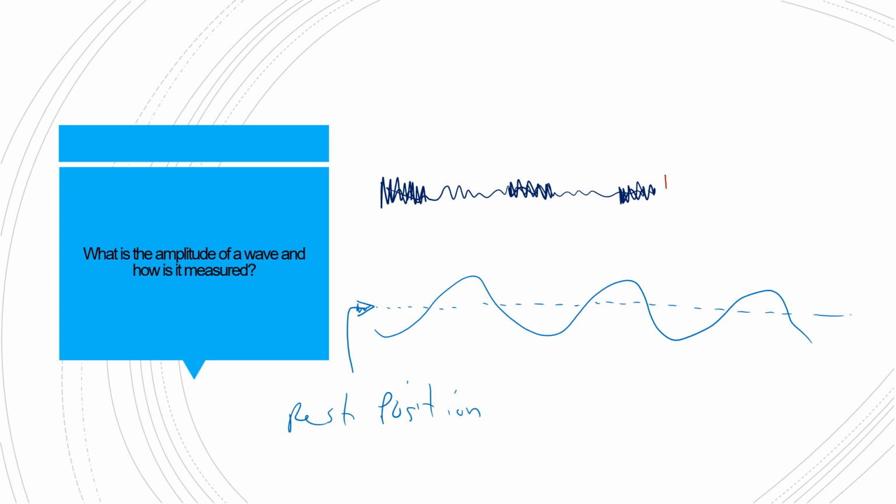As a wave is traveling down, basically the particles start here where my red line is, and they move away from that. So you could measure the amplitude right here, or you can measure the amplitude right here, because the definition of amplitude is distance of particles from rest position.